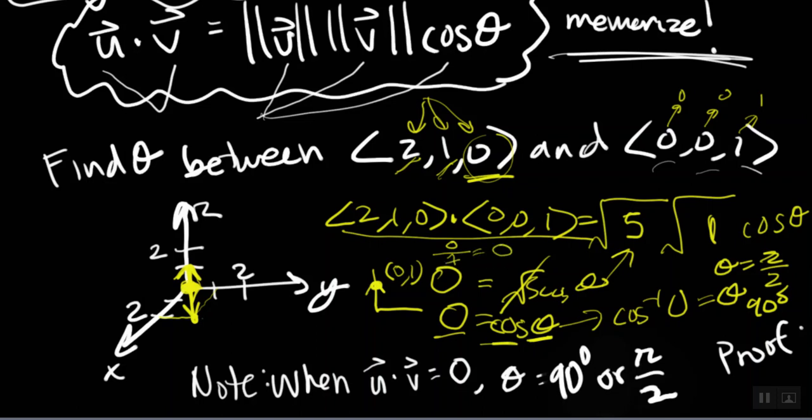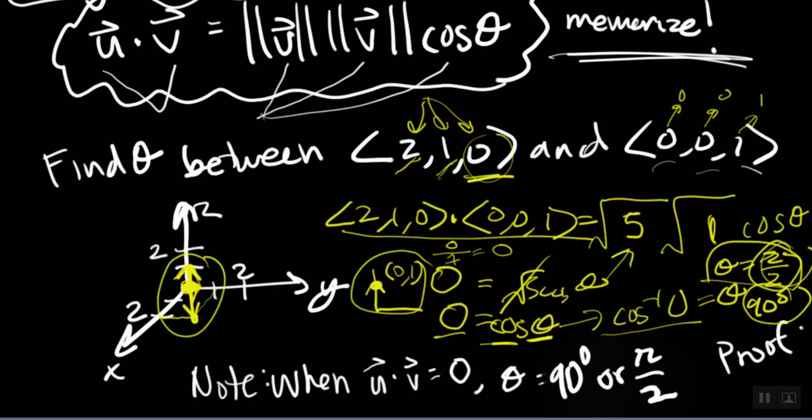Now, if you have your own method of finding inverse cosines, just do whatever is comfortable for you. But in that case, I like drawing out pictures, and doing that allows me to find my angles. So in this case, we just proved that theta is pi over 2. So the angle between these two vectors is pi over 2, or 90 degrees, just like what I predicted based on drawing it.